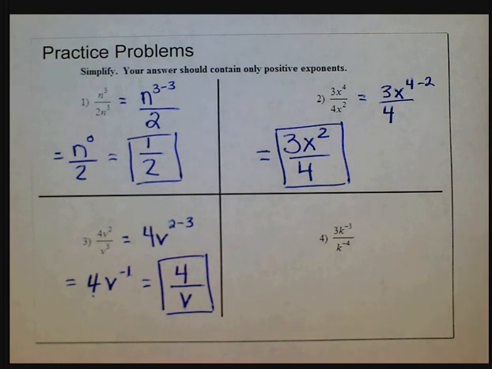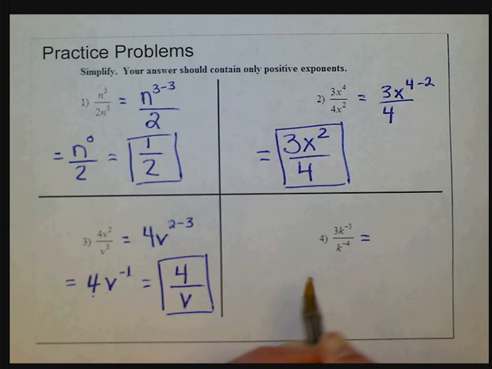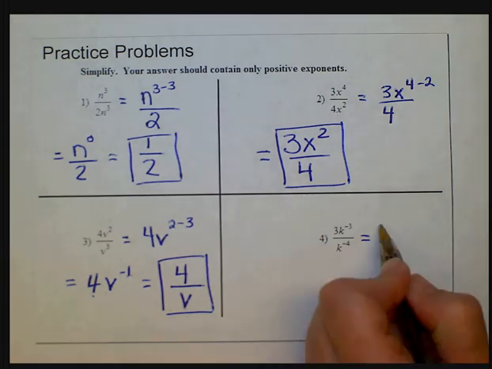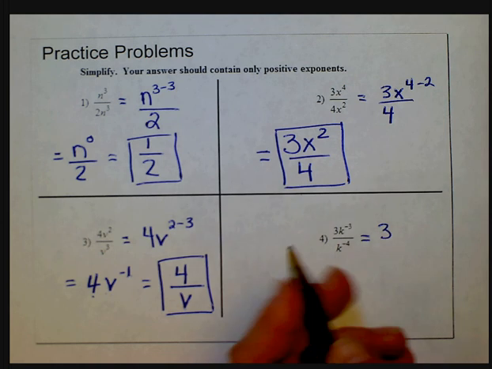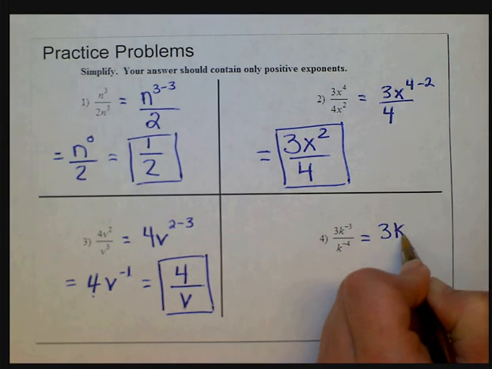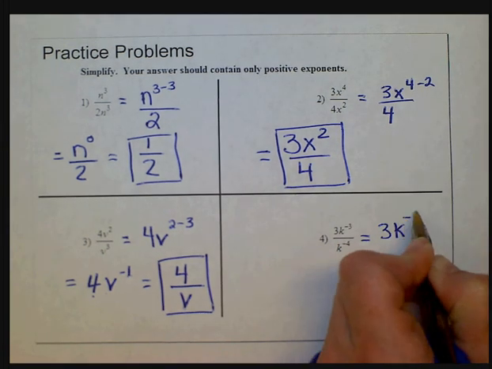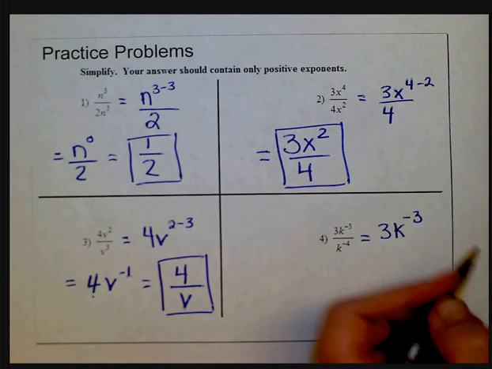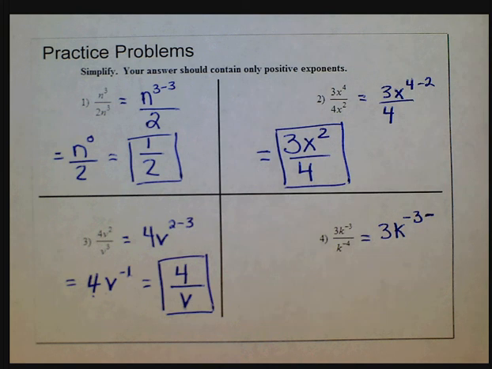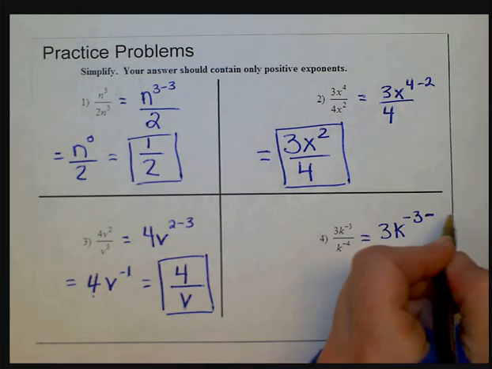Alright, let's look at number 4. I have the 3, the only coefficient, so it stays on the top. I have like base of k being divided, so I'm going to subtract the exponents. These are negative exponents, and the negative has to come into the subtraction problem. The top exponent is negative 3, minus, from our rule, we subtract them, negative 4.